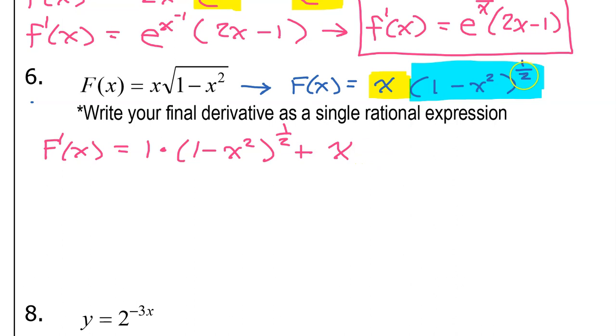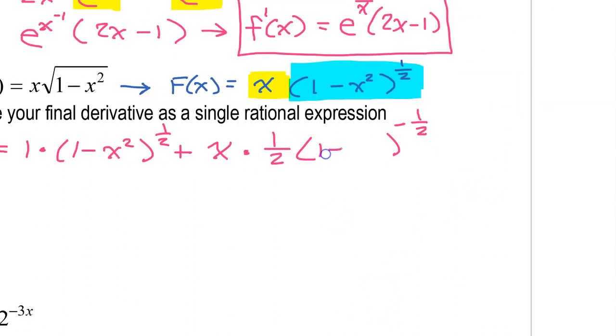So this 1/2 is going to come to the front. So I'll just put it right here for now. And I have to reduce this power by 1. So this will become negative 1/2. I've got the 1 minus x squared on the inside. Because we have this function inside of a function, we use the chain rule and multiply by the derivative of this inner function. So the derivative of 1 minus x squared is negative 2x.